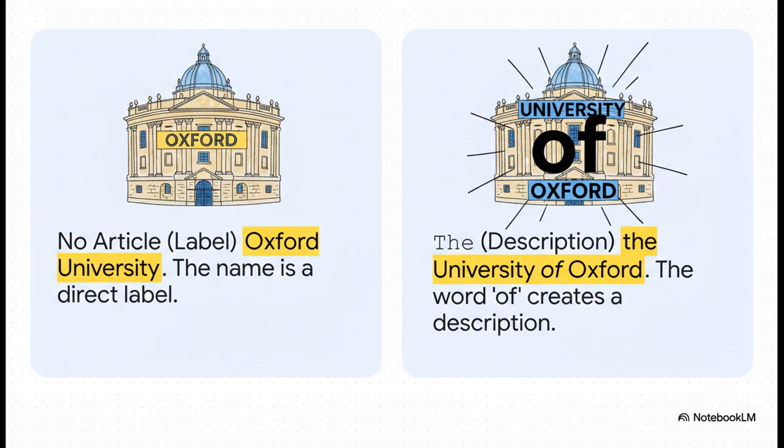Okay, check this out, because this is probably the most powerful little trick of them all. See that tiny word "of"? When you say "Oxford University," that's just a name, a label. But when you say "the University of Oxford," the whole structure changes. It becomes a description. And that little word "of" almost always forces you to use "the." Think about it. The Bank of England, the Museum of Modern Art. It's a fantastic shortcut to remember.